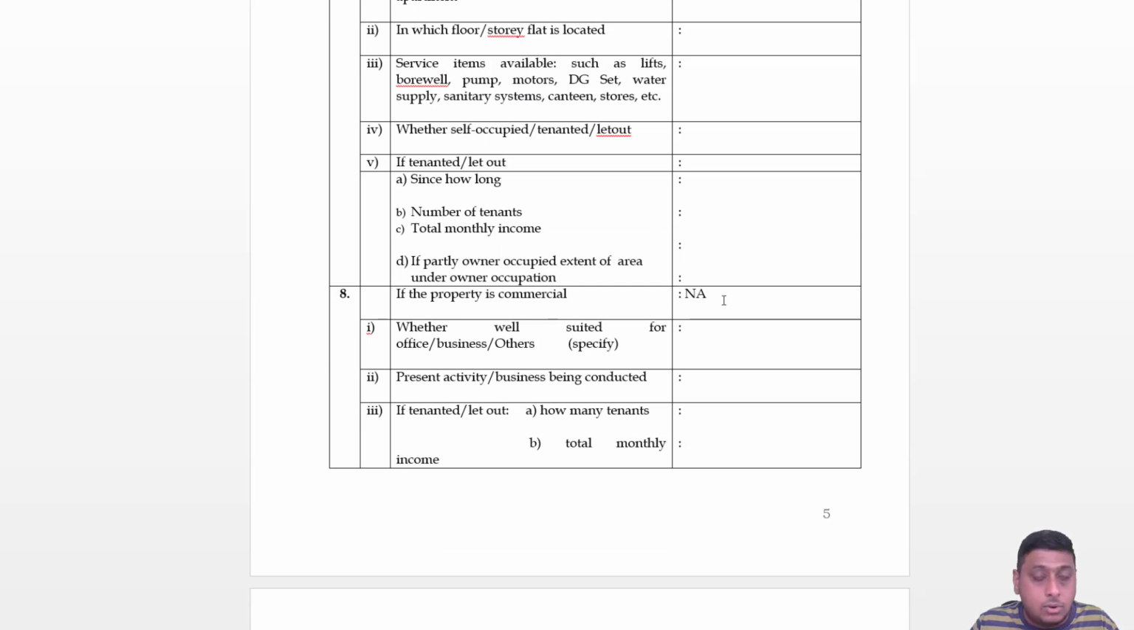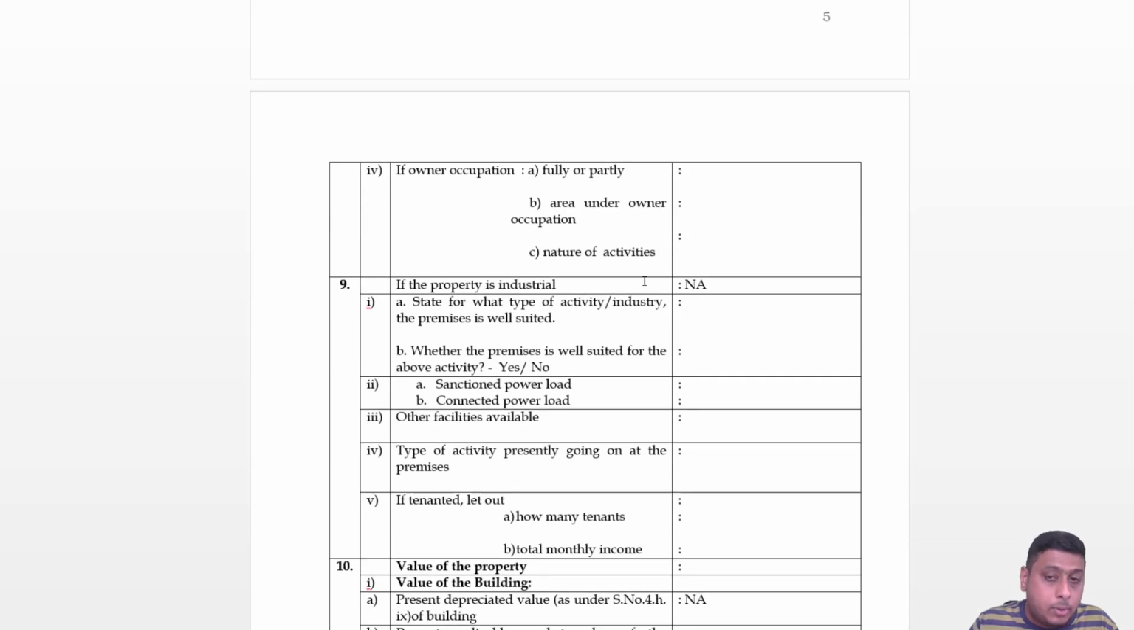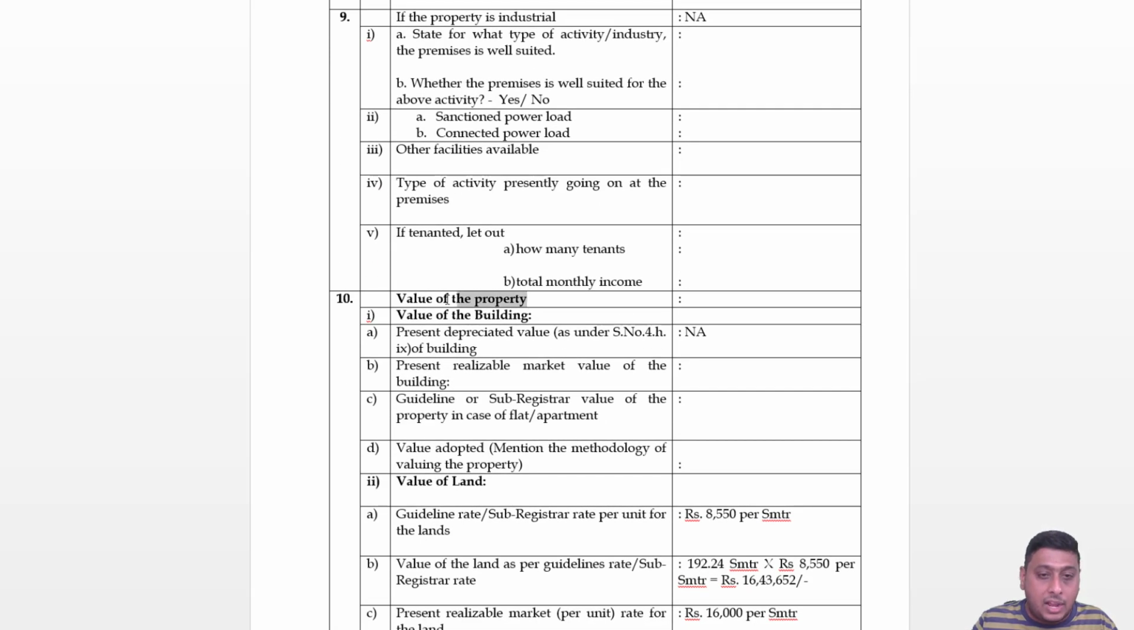Whether the property is commercial, no, it was not a commercial property. Whether the property is industrial, no, it was not industrial. This also I will be covering with some other videos wherein we can definitely understand a lot of things. A lot of things are there here. You have to understand, if I cover everything in a single video, it will become very clumsy. That's why. So the main part is the value of the property.